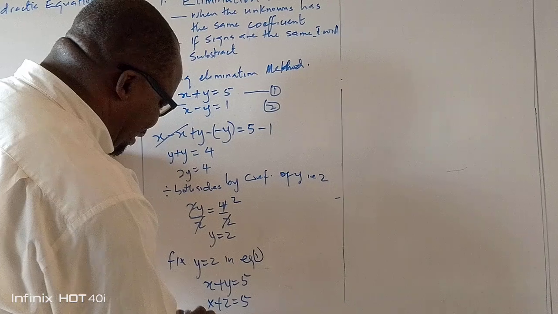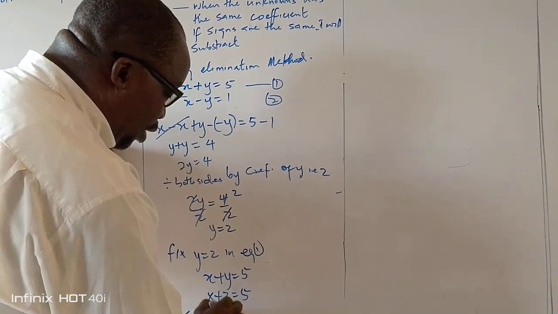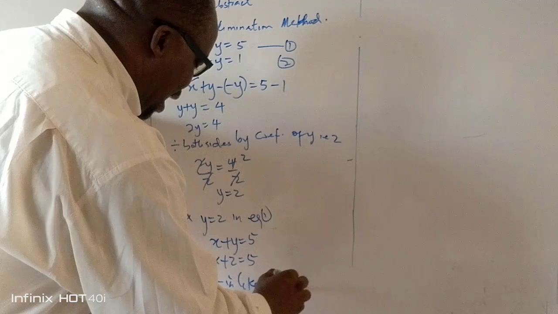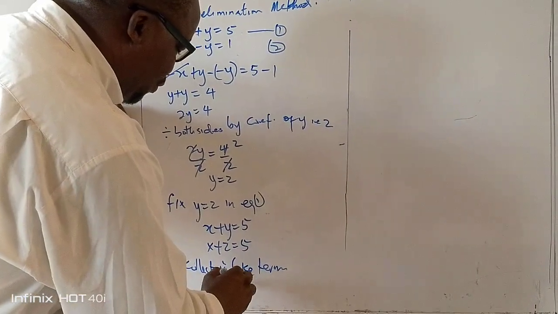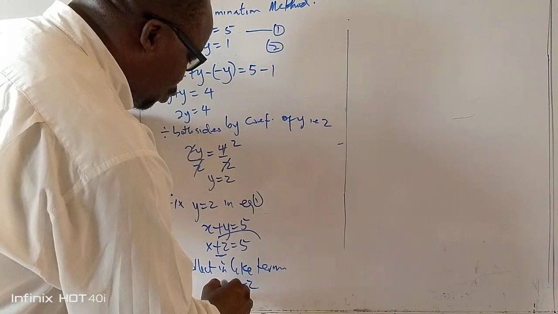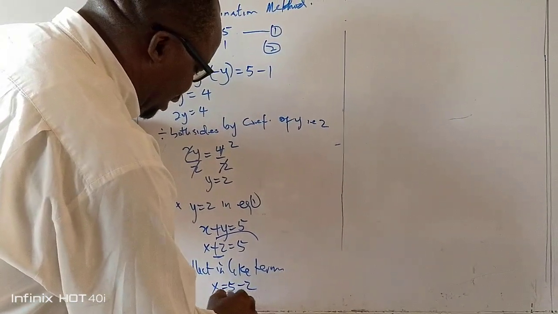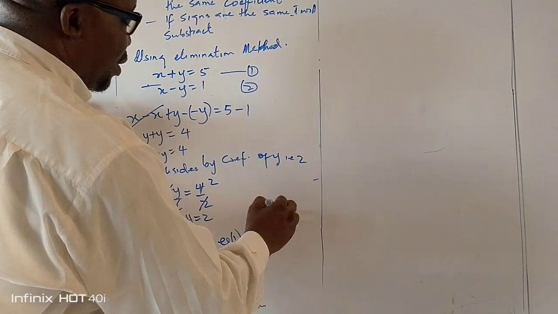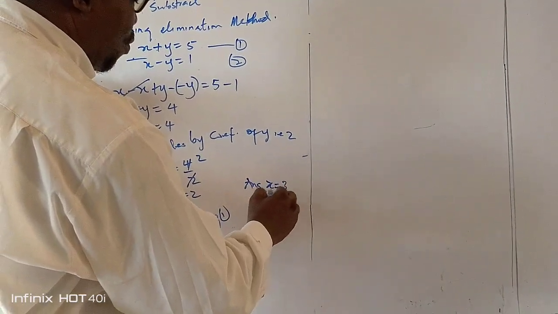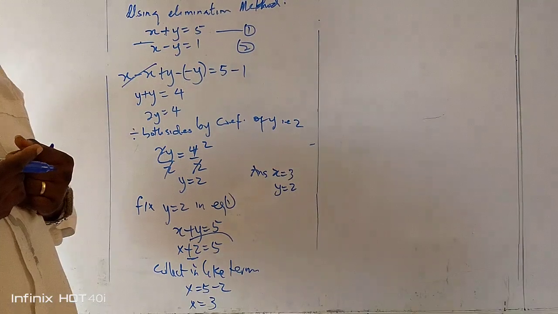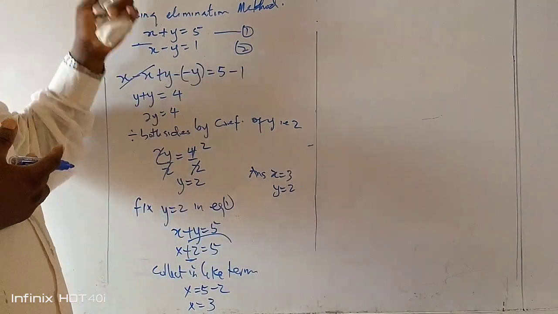What do I do? Collect in what? Like terms. I will now have x equals 5 plus 2. When it crosses over, it becomes minus 2. So my x equals what? 3. So my answer for this equation will be x equals 3, y equals 2. That's the simultaneous equation that I've solved using the elimination method.